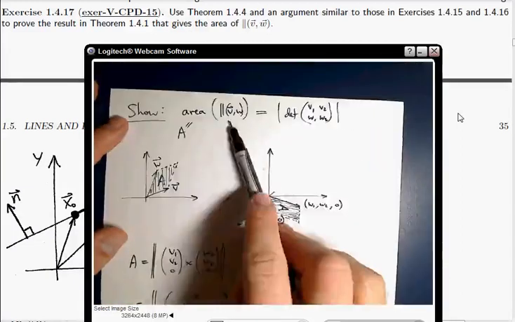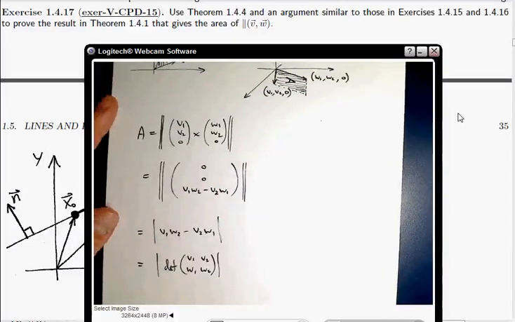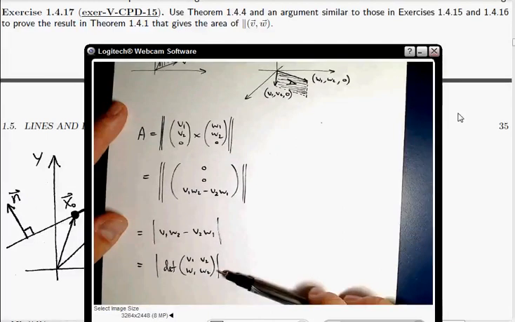Can you explain that step one more time? The what now? From where to where? From here to here? No, one more. From here to here?